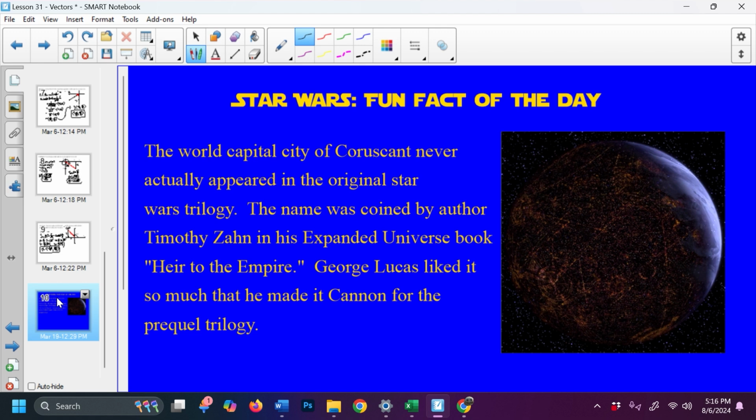So, the Star Wars fun fact of the day. The world capital city of Coruscant never actually appeared in the original Star Wars trilogy. The name was coined by the author Timothy Zahn in his expanded universe book, Heir to the Empire. George Lucas liked it so much that he made it canon for the prequel trilogy. So maybe if you write a Star Wars book that's good enough, Disney will make your ideas canon as well.